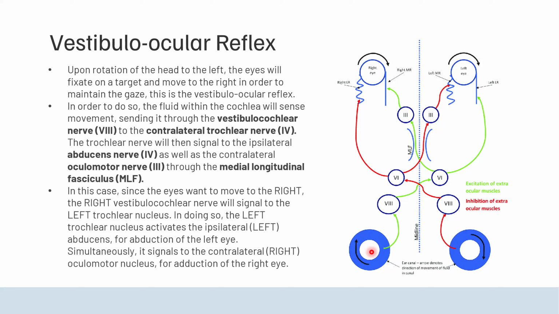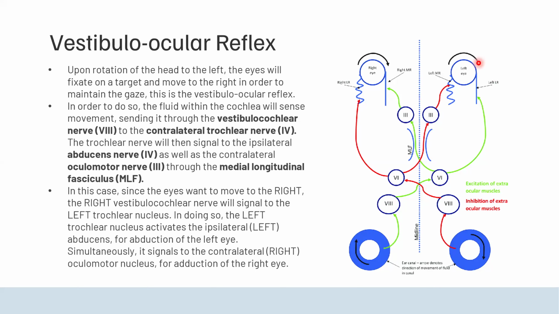So when I move my head to the left, the fluid itself is shifting to the left, so that is sensed by the right side. As this shifts, I am stimulating the vestibulocochlear nerve on the right, which will move to the contralateral abducens nucleus on the left. This will stimulate the lateral rectus muscle to move to the right. So I am abducting my left eye.